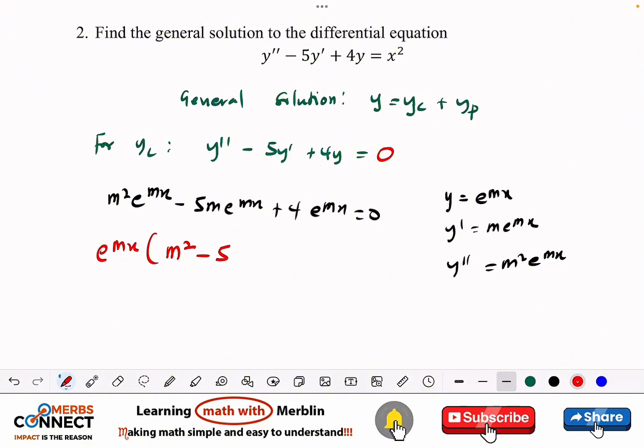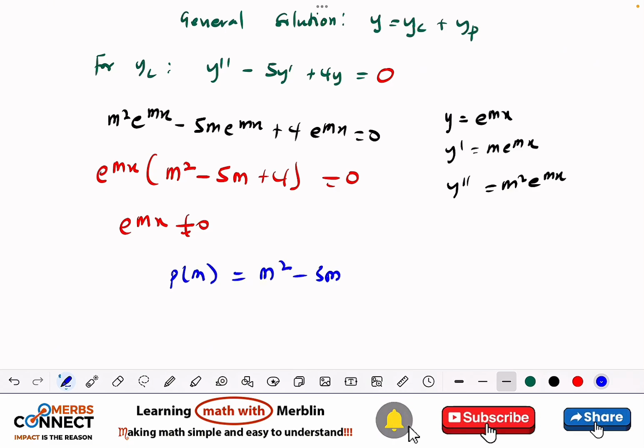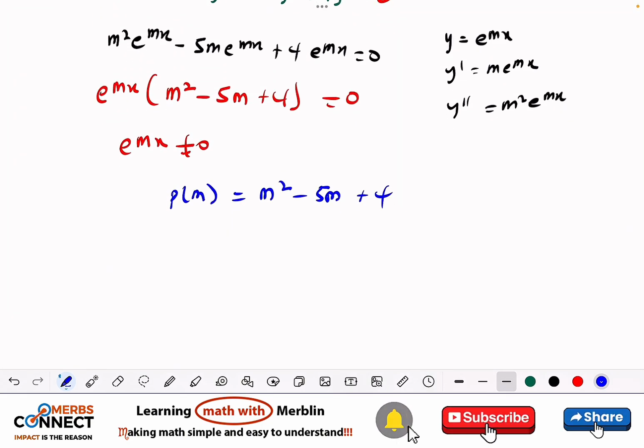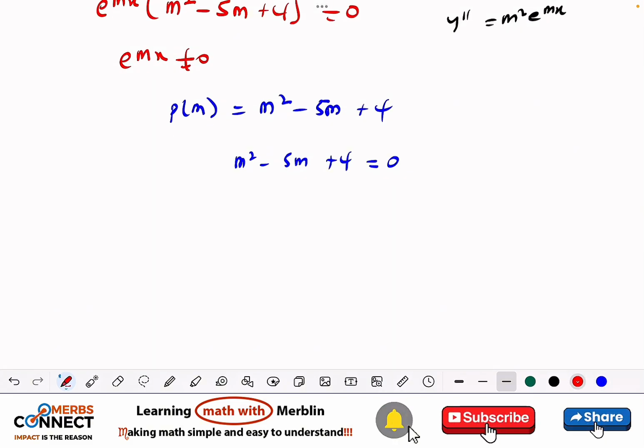m squared minus 5m plus 4 is equal to 0. Then we are going to set this e to the power mx not to 0. And then we set this one to be the characteristic polynomial, m squared minus 5m plus 4. Good. So now let's find the roots. m squared minus 5m plus 4 is equal to 0. Can I just factor two numbers? Okay, I can just do simple factorization here. You can also use a calculator to do that.